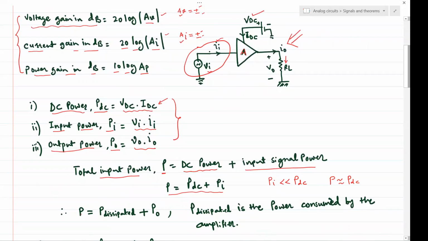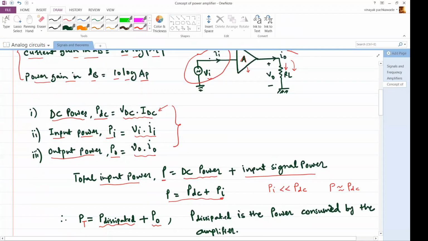And the total power, let's say PT, we can write here. Neglecting the input power PI, the total power is nothing but how much power you have as an input, which is VDC into IDC, and then how much is dissipated in this amplifier, and how much remaining power is sourced to the load. So what we see is P dissipated plus the output power. That's the total power, and with this, P is the total input power. So this is basically the same.